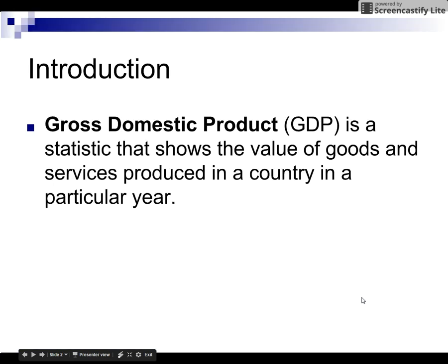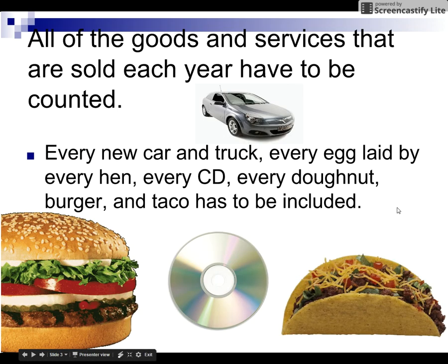The definition of GDP, which stands for gross domestic product, is a statistic that shows the value of goods and services produced in a country in a particular year. All of the goods and services that are sold each year have to be counted. So that includes every car, truck, every egg, CD, every donut, burger, taco, everything.